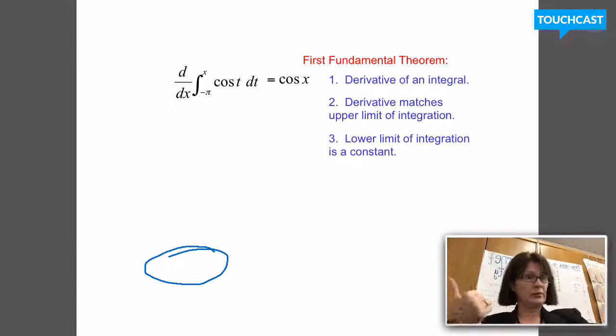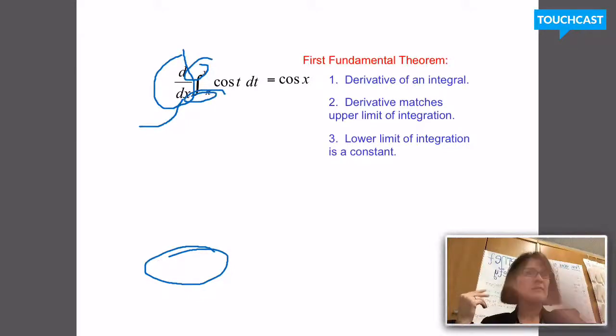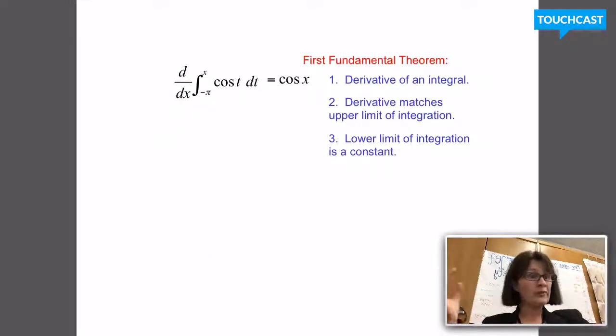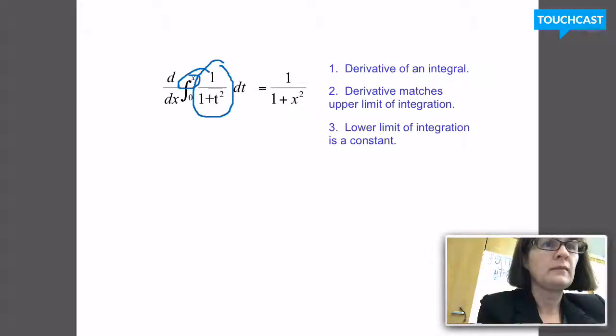So check. Number one, I'm taking the derivative of an integral. That's what this symbol means, right? d dx means take the derivative of. The variable for the derivative, the x down there, matches the upper limit here. And the lower limit is a constant. The lower limit there is negative pi. So all three of those conditions are met. I can apply the fundamental theorem of calculus.